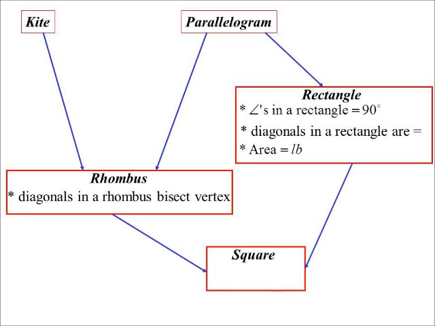Which brings us down to the most specialised quadrilateral of them all, the square, which by itself doesn't really have any features. It just has all the features of all the quadrilaterals. If you wanted a formula for the area of a square, there you go, it's the side squared.